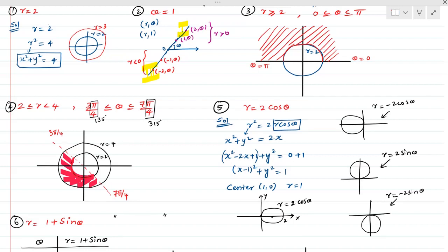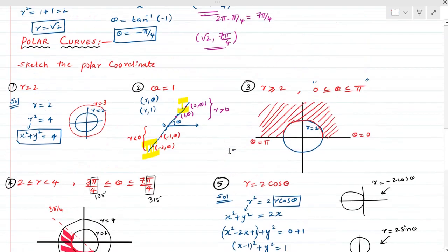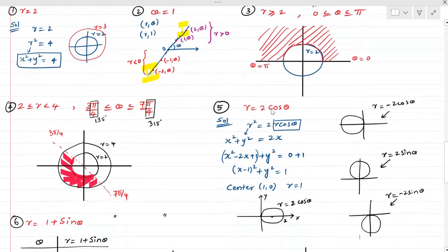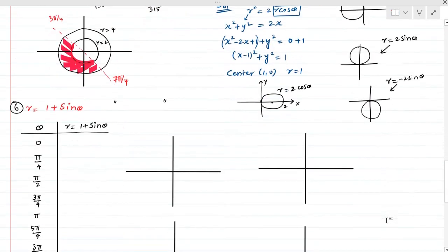That's it. So this is how we will remember the graph of r equal to a constant times a trig function: it is a circle through the origin. If it is cosine, positive part of x. If it is minus, negative part of x. If it is 2 sine, positive, therefore positive part of y. If minus 2 sine, it is the negative part of y. So this is how we will remember the graph.